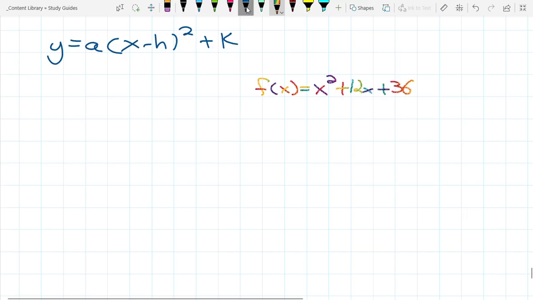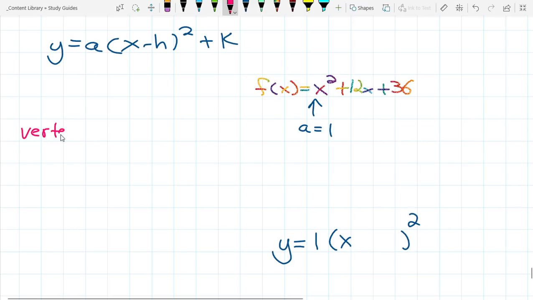So I already know one thing right away: this a value is equal to 1. So in my final answer, I automatically know that a 1 goes in front. You don't have to put the 1, but I'm putting it there just so everyone knows that's where it came from. All that's left to do is get the x coordinate and the y coordinate. So we use our vertex formula. The x-coordinate of the vertex is −b over 2a.